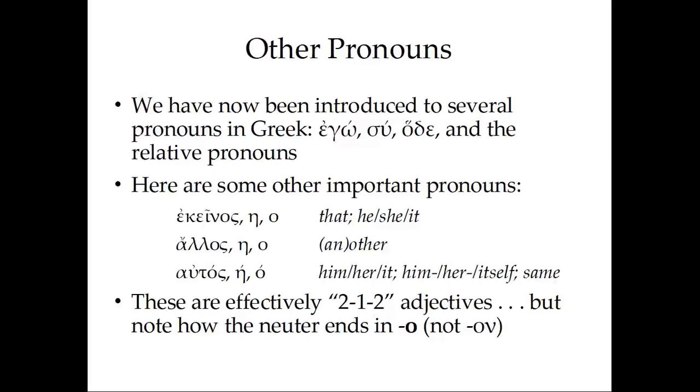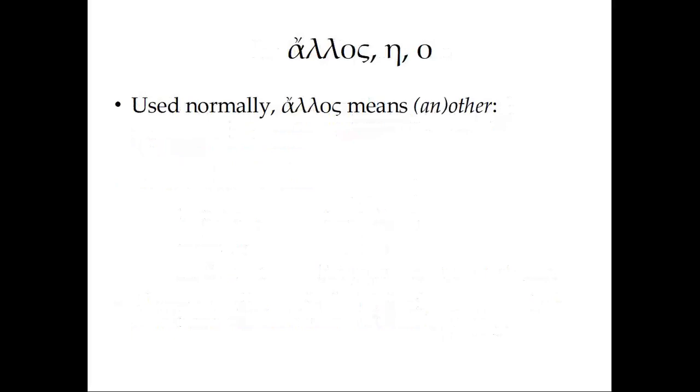Masculine declined as a second declension noun, feminine declined as a first declension noun, neuter declined as a second declension noun. But note how the neuter ends in omicron rather than omicron nu, as usual. This is an exception to the normal second declension ending for the neuter. Now we're going to look at two of these in detail.